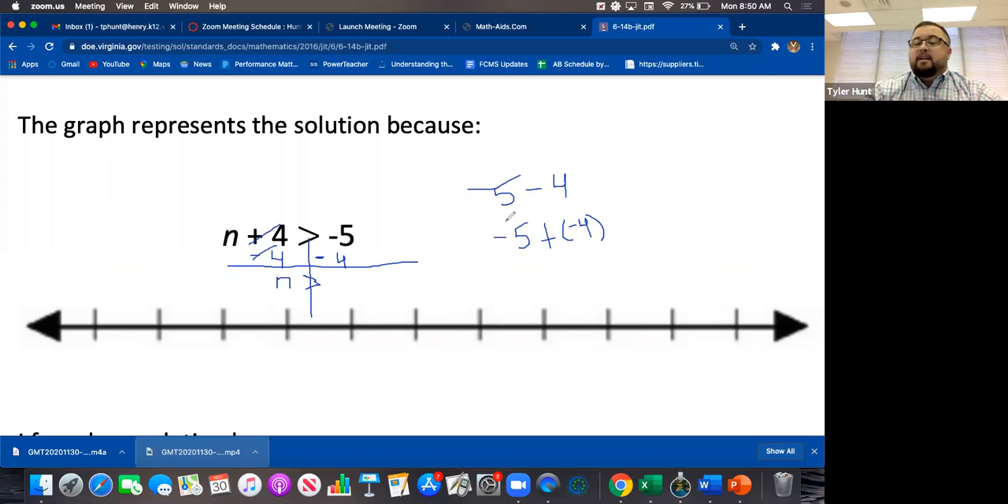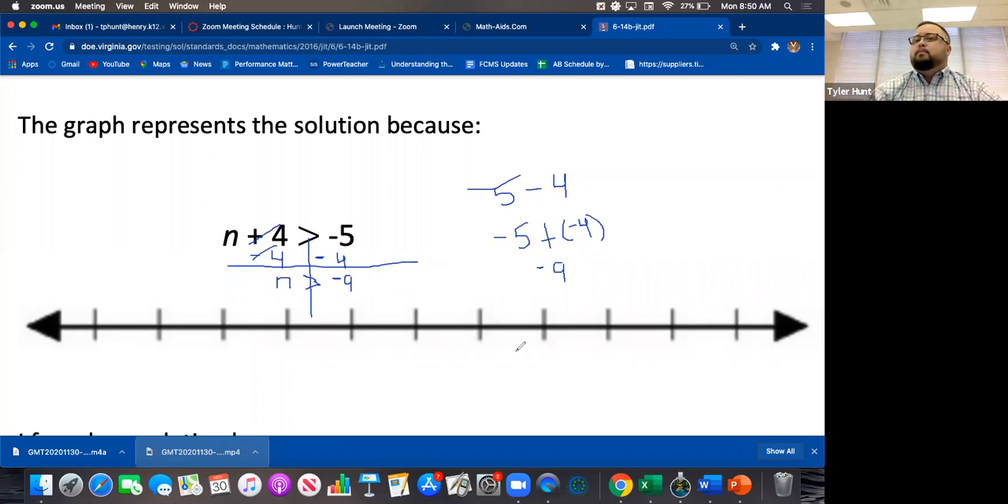Same sign add, different sign subtract. So since these are the same sign, we are going to add. So 5 plus 4 gives me 9. And then remember, same sign, keep the sign, different, keep the larger. And so since they're the same, we'll keep those. So n is going to be greater than -9.